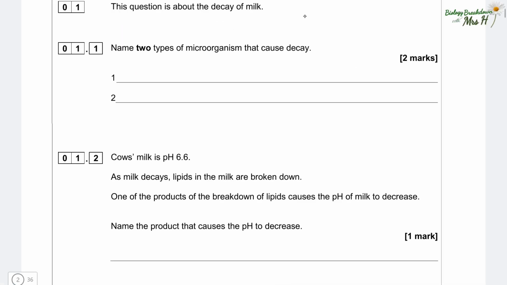1, this question is about the decay of milk. Name 2 types of microorganism that cause decay. Well, we've got bacteria and fungi.